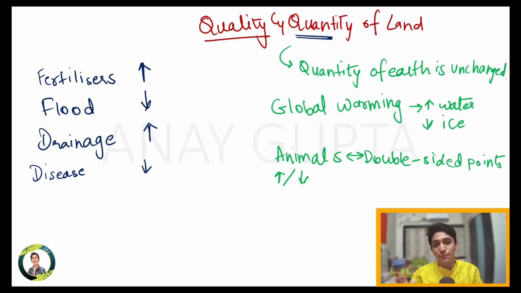Based on the situation you put it, you could say there's a disease, so the quantity decreased. You could say that there was more food available to them, so the quantity increased. Whatever you can say, you can make it double-sided. Again, floods: I could say natural calamities may destroy crops, and that may decrease the quality of land as well.